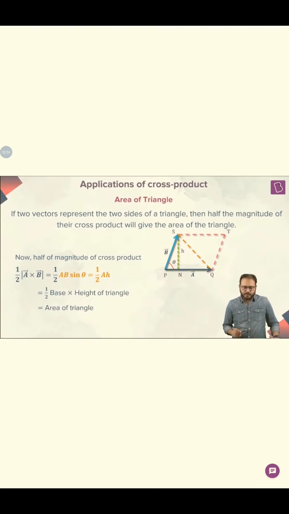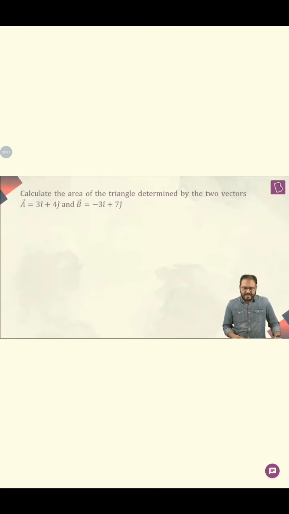Applications of cross product. You can find the area of the triangle. Well, area of the triangle is nothing but half the area of the parallelogram. That means area of the triangle will be simply half of a cross b, half of ab sine theta, half of base into height, which is the area of the triangle, because the diagonal will divide the parallelogram into 2 parts. Got it? Perfect. Calculate the area of the triangle.